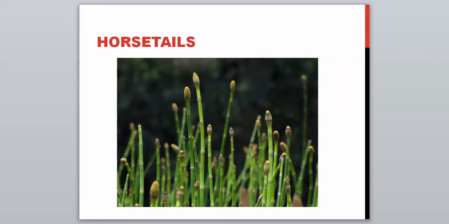I don't know exactly why they call that a horsetail, but that is the name it has, and there it is right there. You can see it kind of has a little nub at the end of some long stem that it has there. So that is our horsetails.